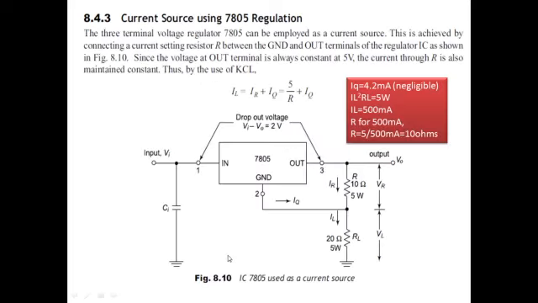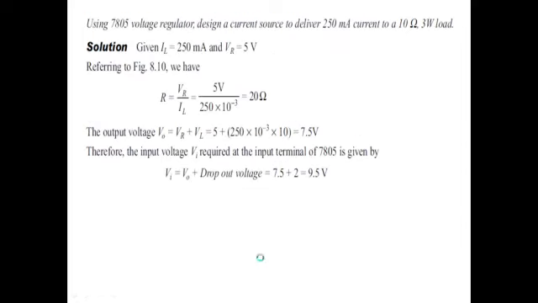Let me go to the previous circuit. Your load current is known, it is 250 milliamperes. The same current will flow here. IR will also be equal to 250 milliamperes. Your voltage is 5. 5 by 250 milliamperes, if you divide it, you will get your resistance value, which is 20 ohms. The resistance to be connected in the circuit is 20 ohms.